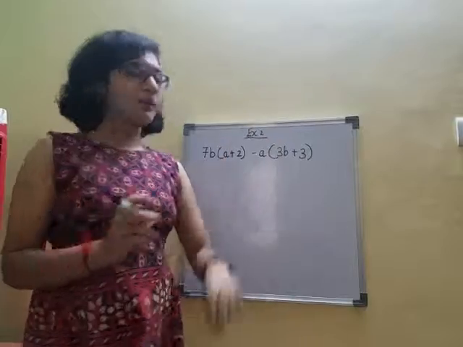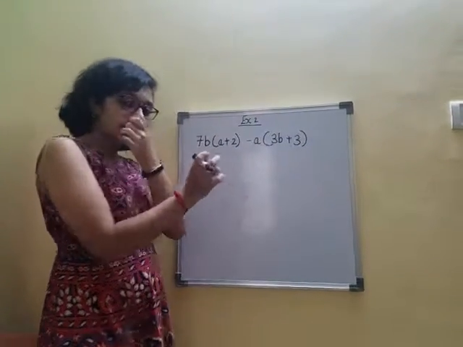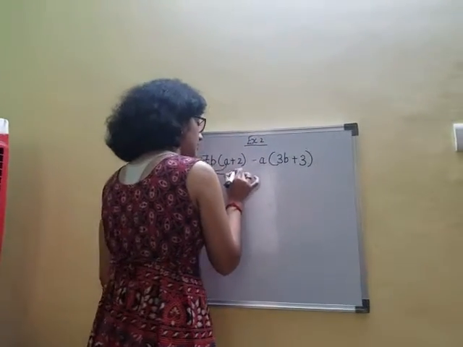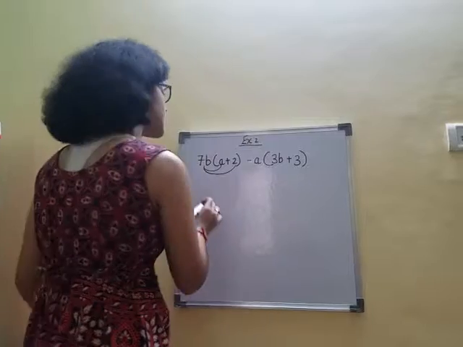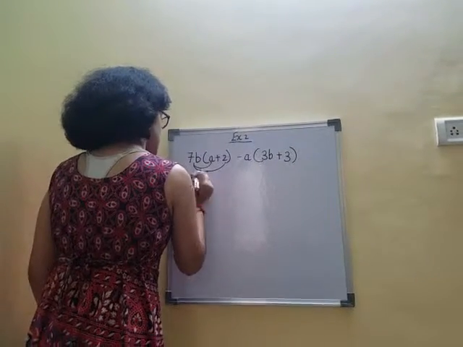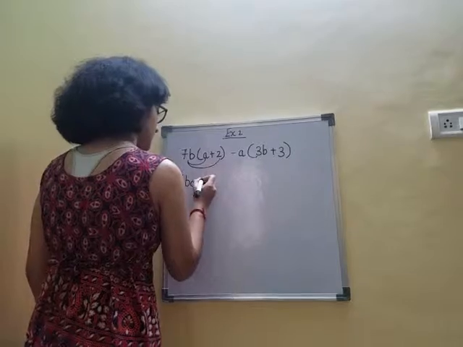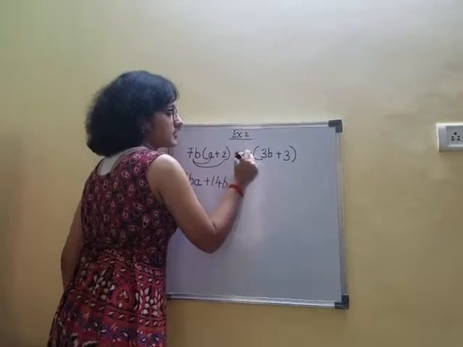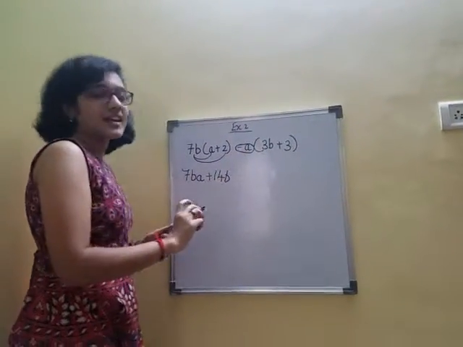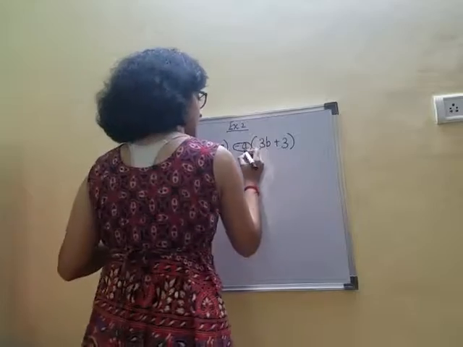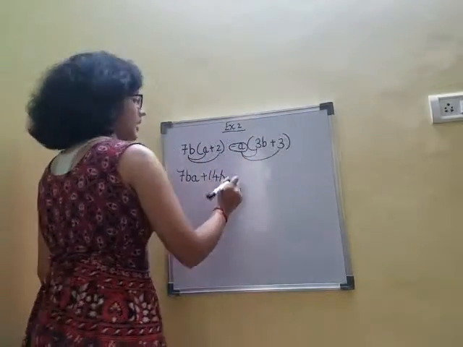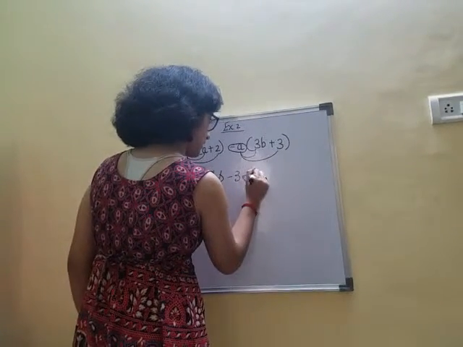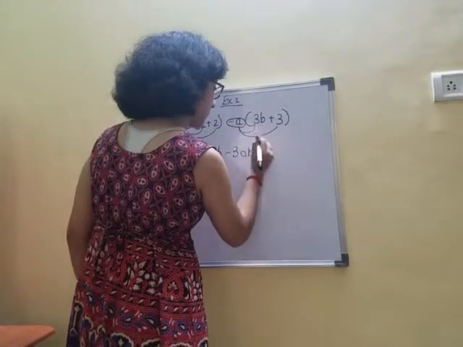So this is example number 2, and this is a bit more complicated than the first one, but not as complicated. It's very straightforward again. What to do is distribute this number to both of them, of course. So this will be 7ba plus 14b. You have to take this minus together with the a and distribute it to the bracket, which will be minus 3ab plus minus 3a, sorry.